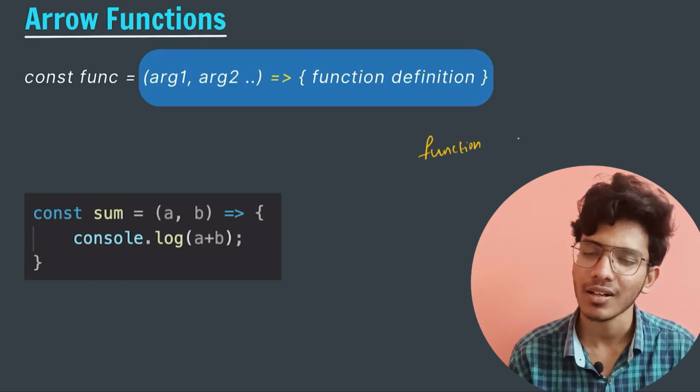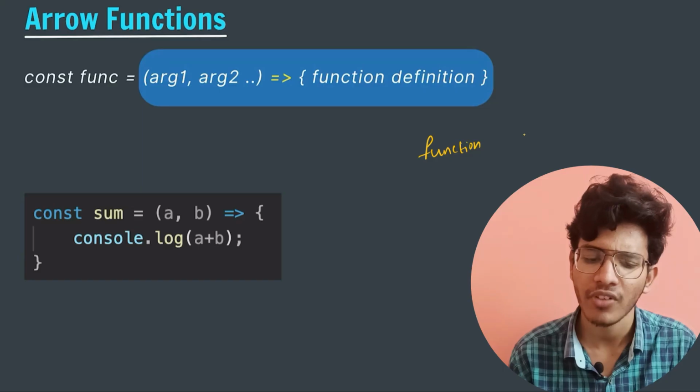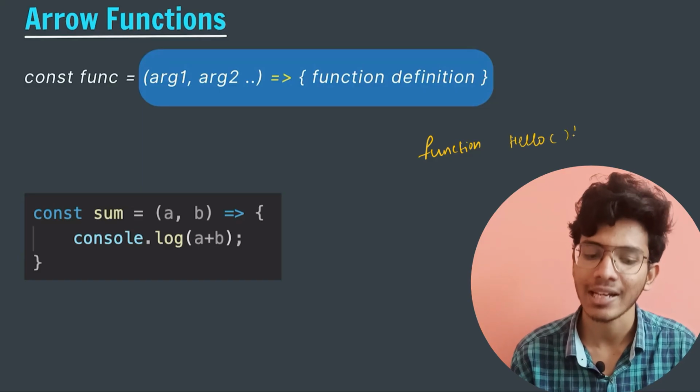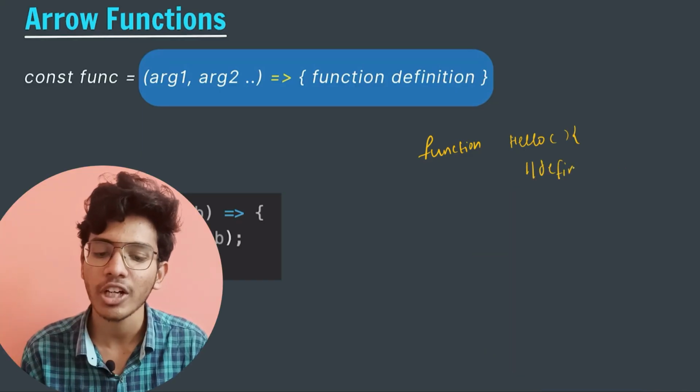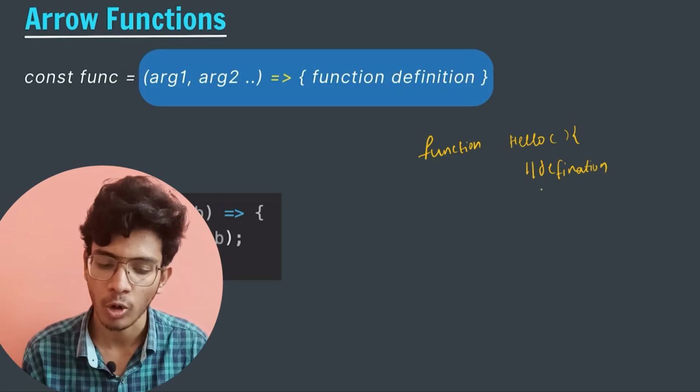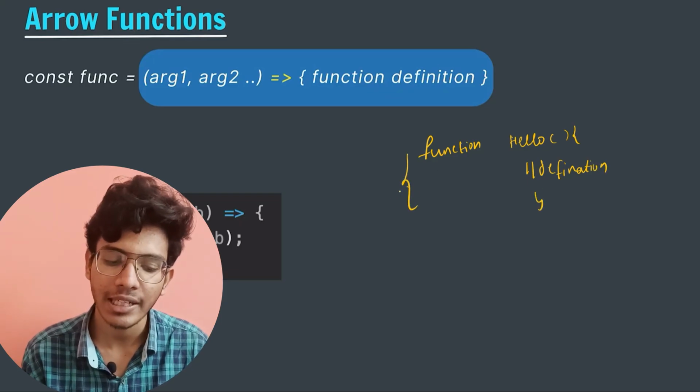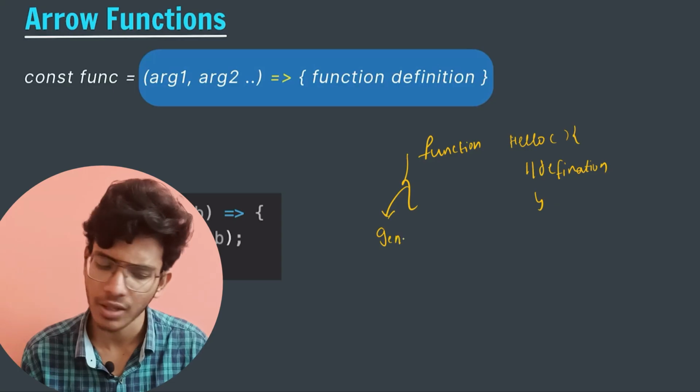After it we will write our function name. Let's say my function name is hello, then parenthesis and curly braces, and inside the curly braces we will give the definition of that particular function. Okay, so this is the general syntax of a normal function.